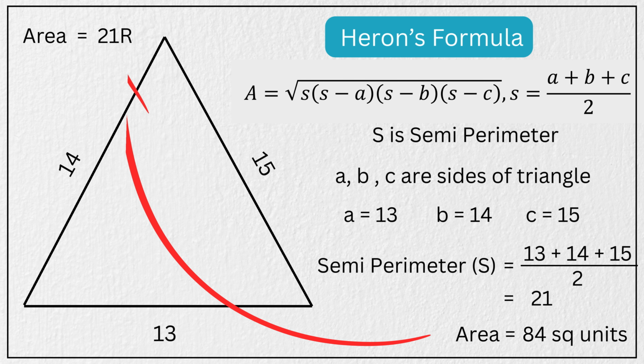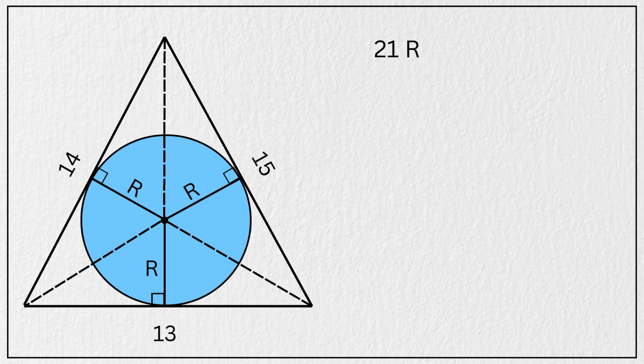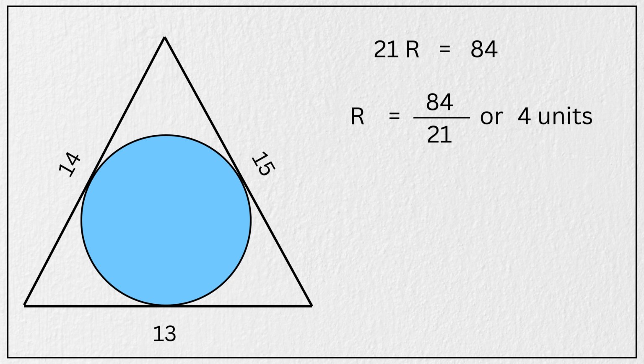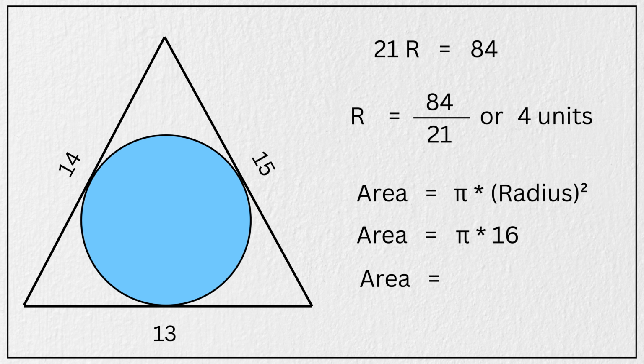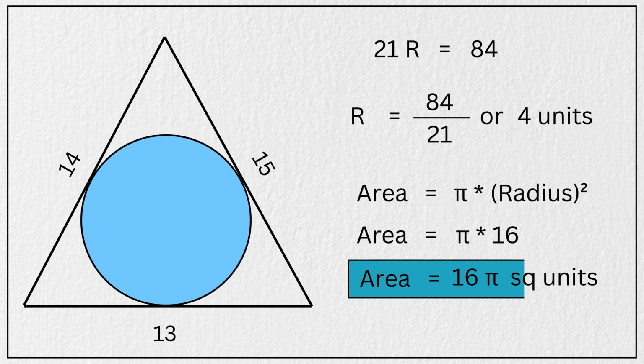Great, now we only have to equate both of them. 21r equals 84. And solving this gives us r equals 84 divided by 21, or 4 units, and that's it. Finally, finding the area of this circle will be super easy. It will be equal to pi times r squared, and substituting r equals 4, area becomes pi times 16. That is 16 pi square units. And that's our final answer.